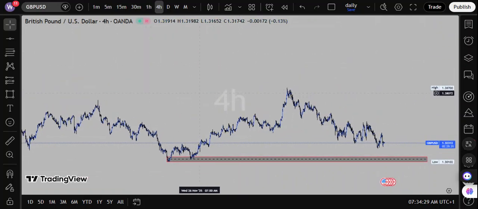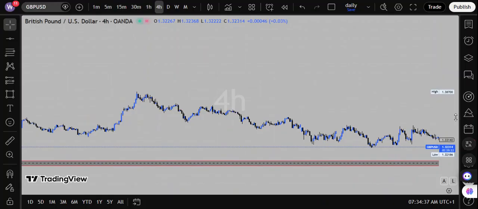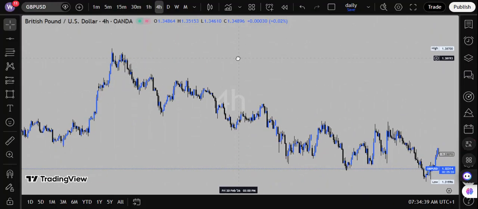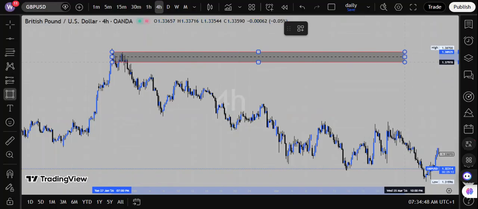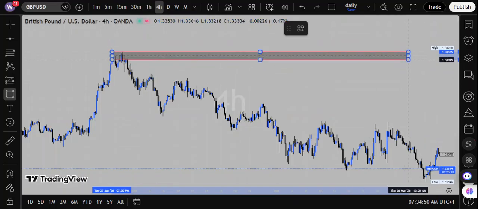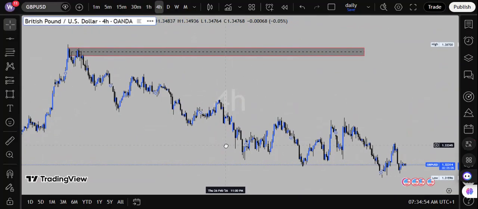Now let's mark the resistance area, because most people be like, I'm not marking the resistance area. Now this is the most recent. Remember, this is the 4 hours time frame. So it is very, very important you understand what you do on each time frame. So we'll mark your resistance as well right here. Your resistance zone right here. So this is our support and this is our resistance.